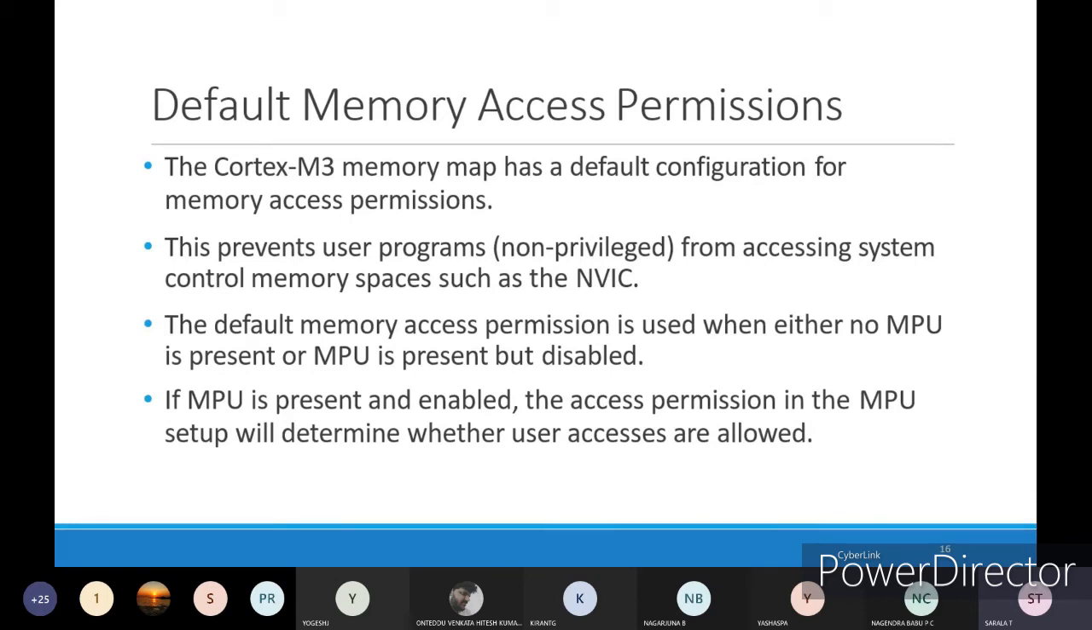Okay, and the default memory access permission is used when either no memory protection unit is present, or memory protection is present but disabled. The user can access all the permissions related to memory if you don't have a memory protection unit in your controller, or if it is there but it is disabled. At that time only you can get the permission to access those memory addresses.